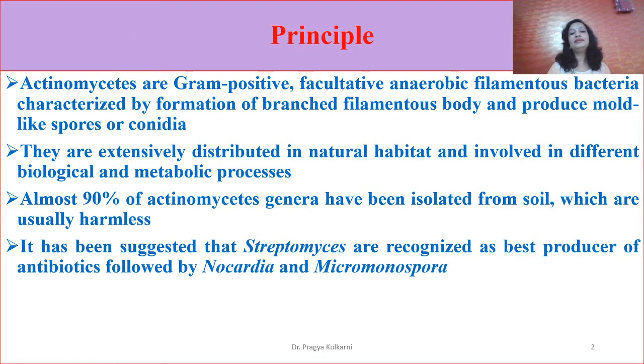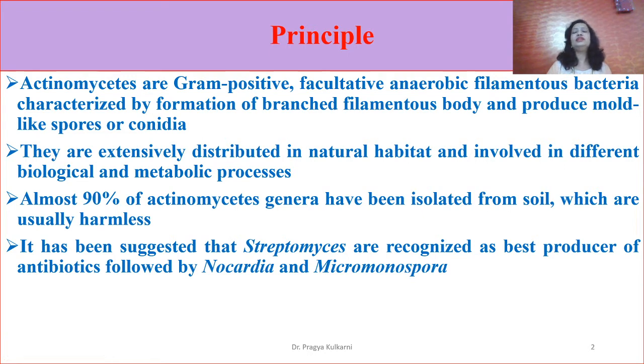The principle behind this experiment is initially identification of actinomycetes and confirmation of antibiotic production. The actinomycetes are gram-positive, facultative anaerobic filamentous bacteria. They show a typical filamentous structure, but they have a prokaryotic bacterial moiety. They are characterized by the formation of branched filamentous bodies, so sometimes they are also called ray fungi. Particularly, they produce mold-like, fungus-like spores and conidia, which is also why they are called ray fungi.